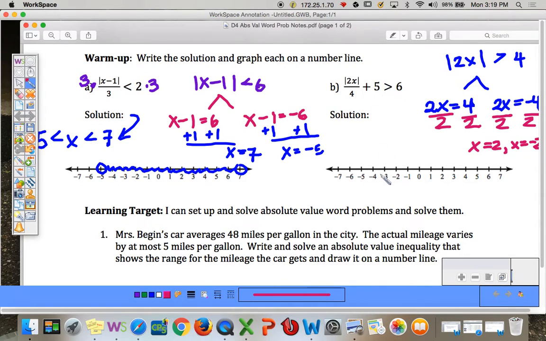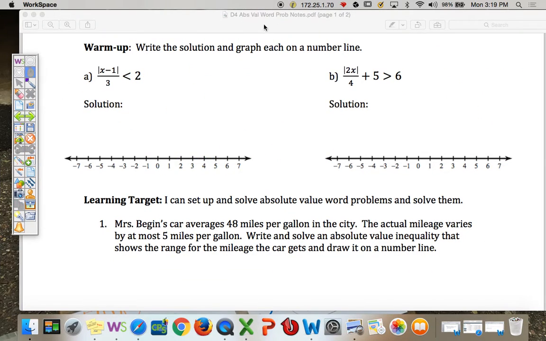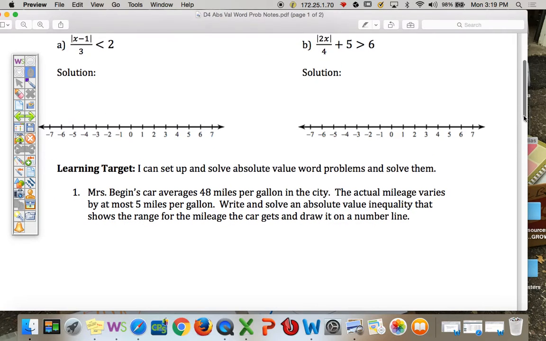And this is when it's greater than, so this is where it's beyond. So I'm going to find negative 2, open dot, and at 2. And it's going to be either smaller than negative 2 or greater than 2. And so when we write the solution, x is going to be less than negative 2, or x is greater than 2. So we did a between when it's less than, and a beyond when it's greater than. In each case, you get the absolute value by itself first and then split it up into the plus minus and you solve. So today's learning target, I can set up and solve absolute value word problems.